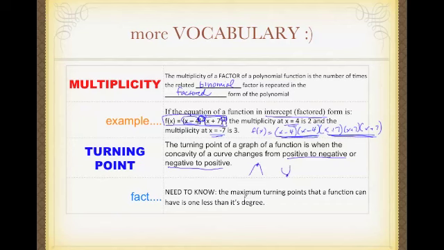And you need to know that the maximum number of turning points that a function can have is 1 less than its degree. So if I have a function that is something like this, I know the degree is 7, so the maximum number is n minus 1, where n is the degree, so it would be 7 minus 1, which is 6.